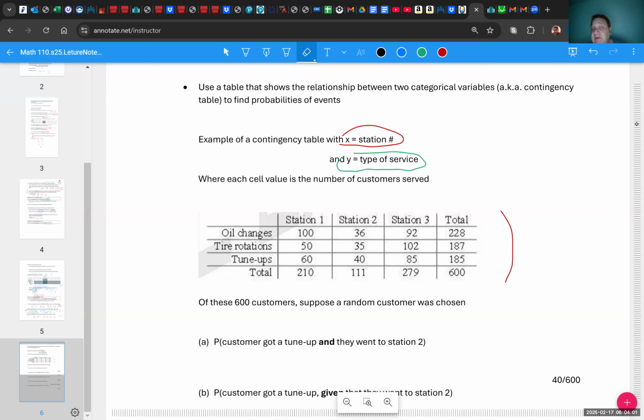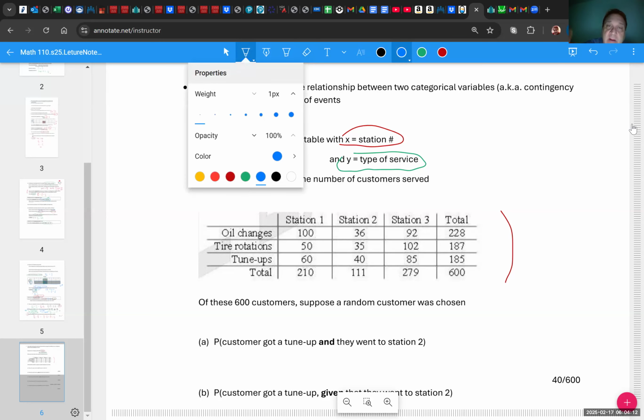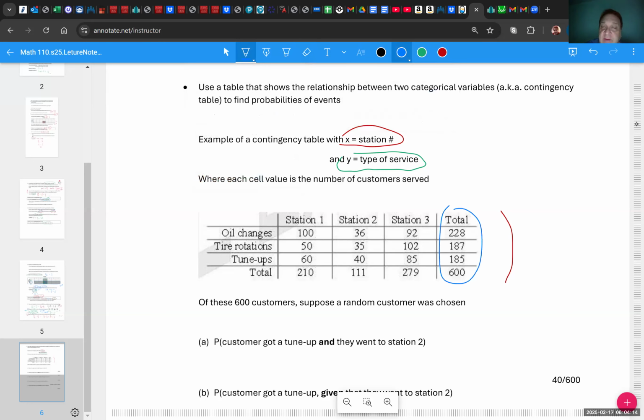If your contingency table does not already have a total, I would highly recommend that you do the totals for all of these. There we go. Totals for all these. So how do we get this? Well, and there's totals down here, by the way, too. There are 2 sets of totals. So how do I get these?